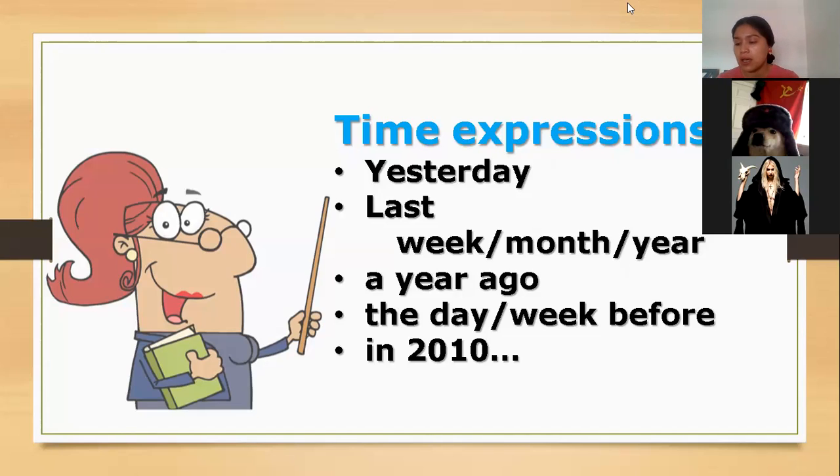For example, when we use the present perfect, we don't use exact time expressions. With the simple past, we can use these time expressions, like we can be exact about when these things happened, because they are already finished.